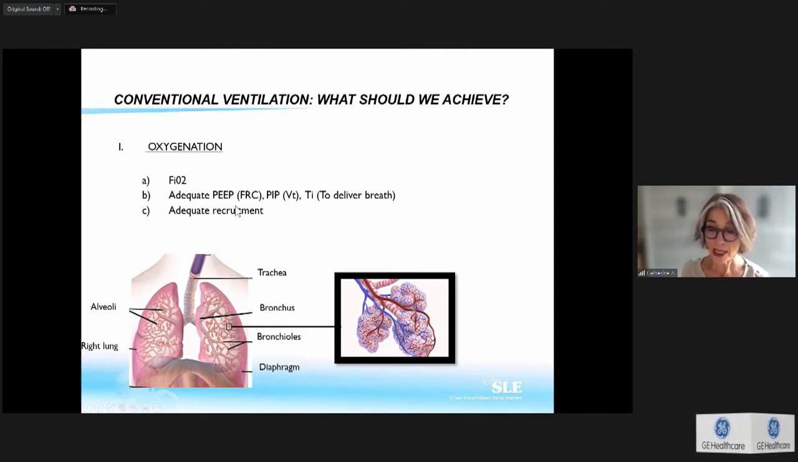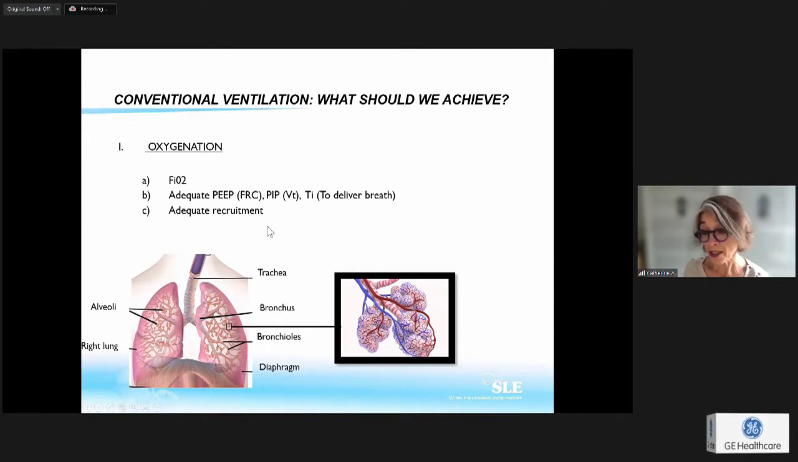The PEEP is the one which will keep your lung open. So you remember the image of lung recruitment that I showed you: when I was increasing the pressure, of course, I was doing some lung recruitment. But if I go back to the initial pressure, what will happen? My lung will collapse again. So the PEEP is the one which prevents the lung collapse.